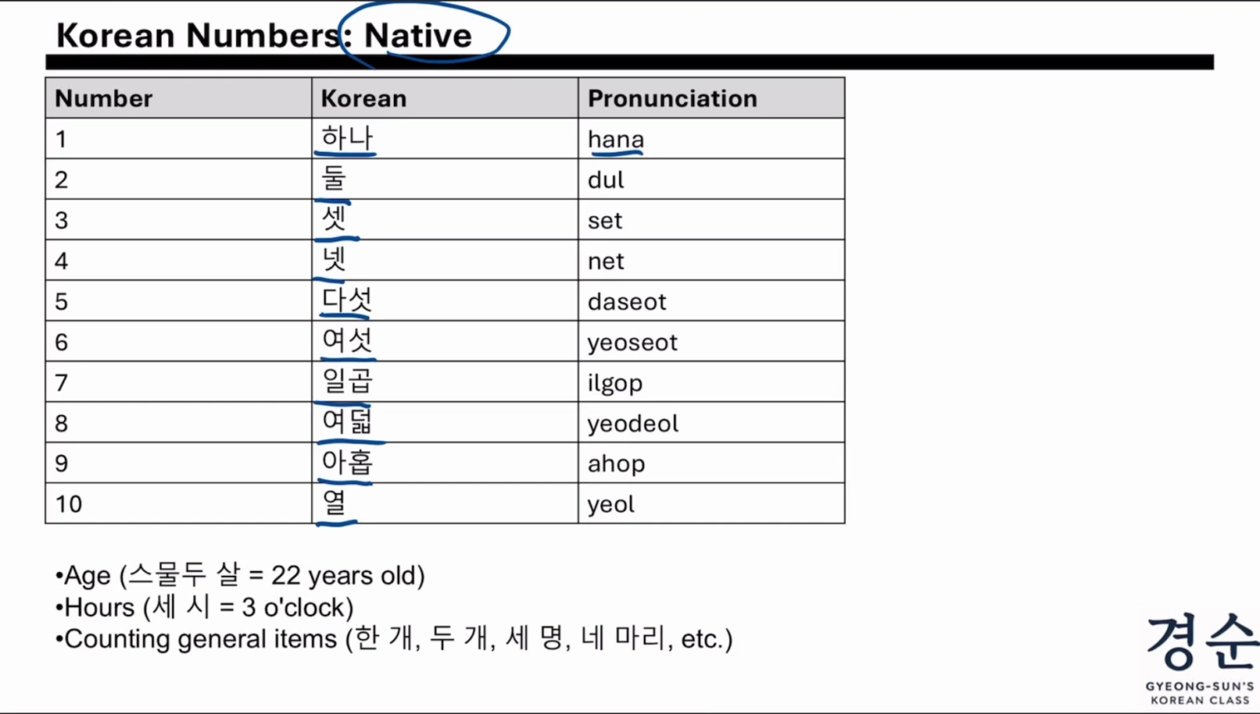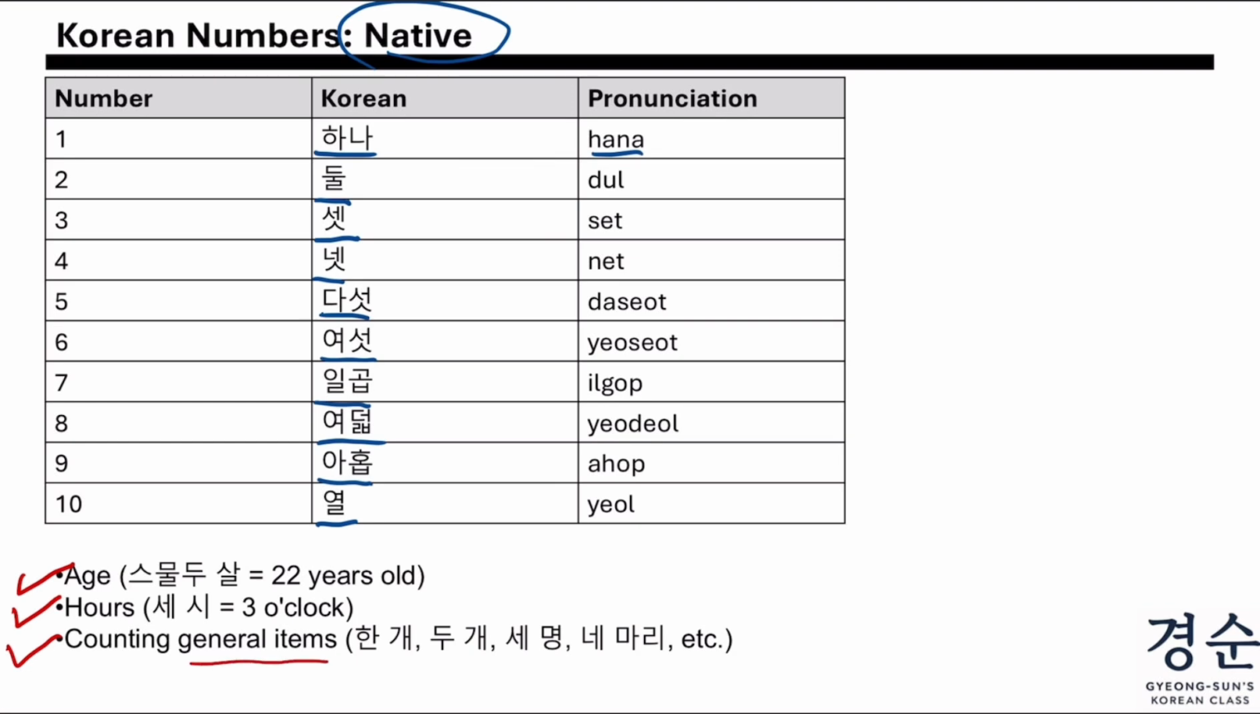Okay, so basically you might be wondering what the differences are between these two sets of numbers, like when do you use this and when do you use the Sino numbers. Okay, I have summarized them here for you. Basically you use these Native Korean numbers when you are describing age, hours, and doing some counting on general items.